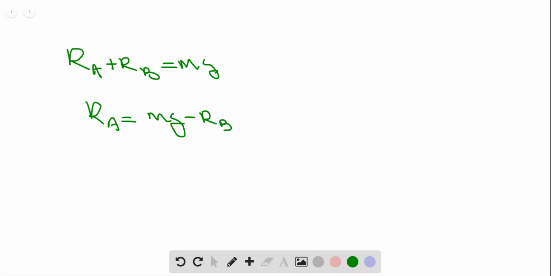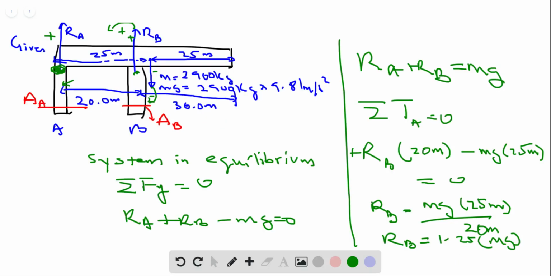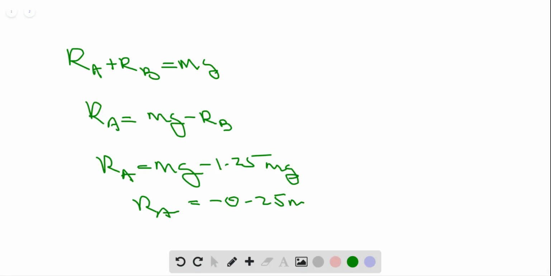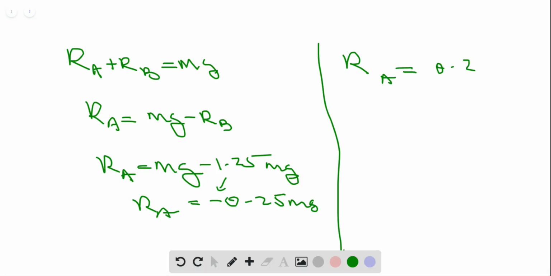Then we're going to go to the next page, and since we know that the two reactions have to be equivalent to the weight, otherwise the system is going to collapse, we can solve for the left reaction, which is mg minus RB, using algebra. Since from the previous page you see RB is 1.25 of the weight, we can make that replacement. And so RA is negative 0.25 of the weight. The negative just means that it's in the opposite direction as the weight, so don't think about that too much. RA is now 0.25 of the weight, and the second reaction is 1.25 of the weight. Those are the two reactions.